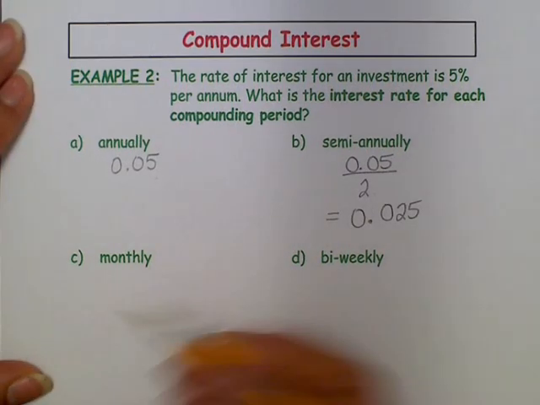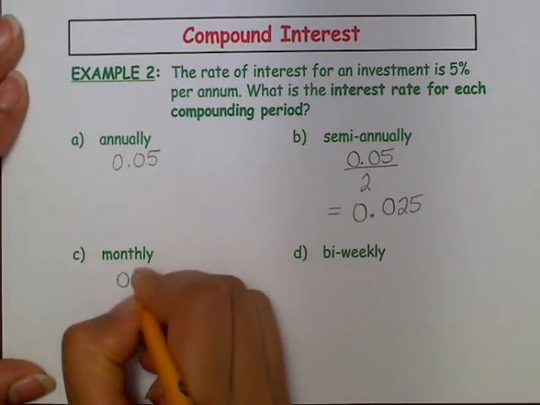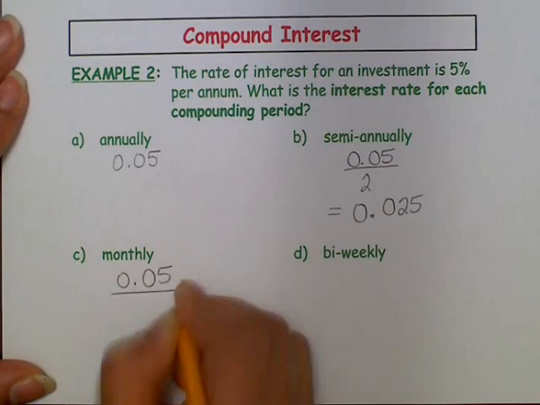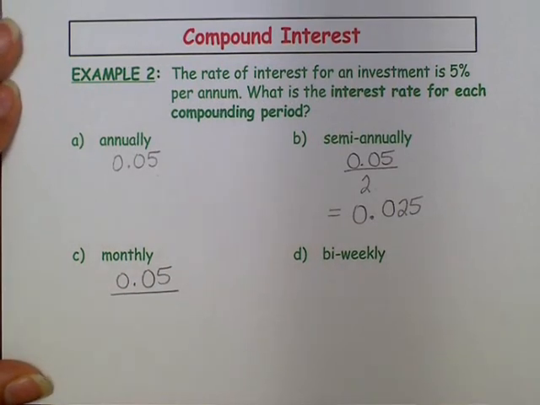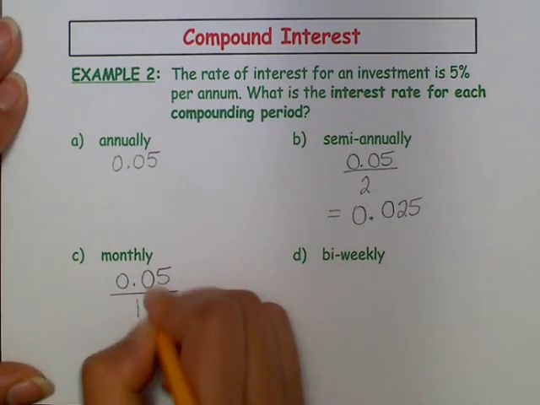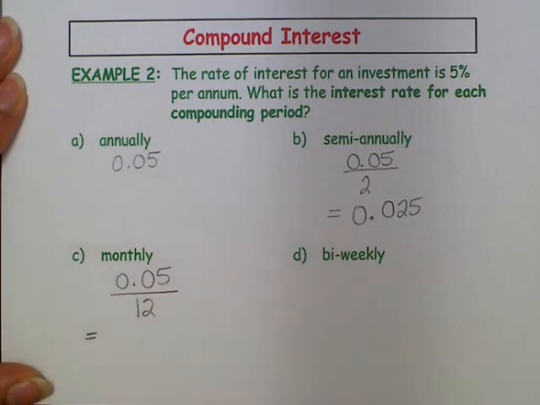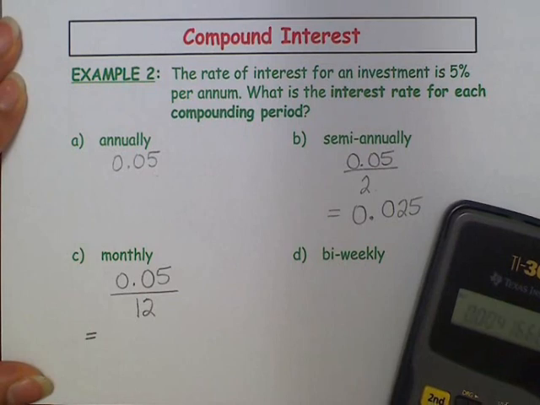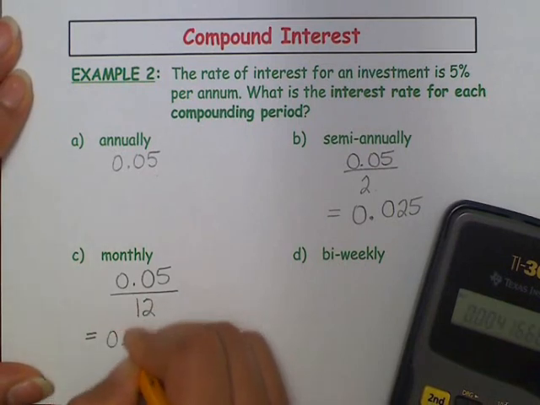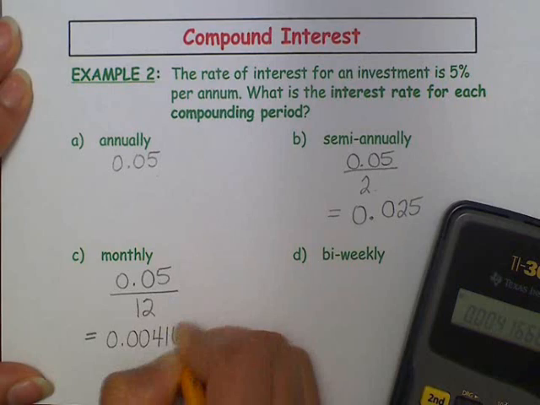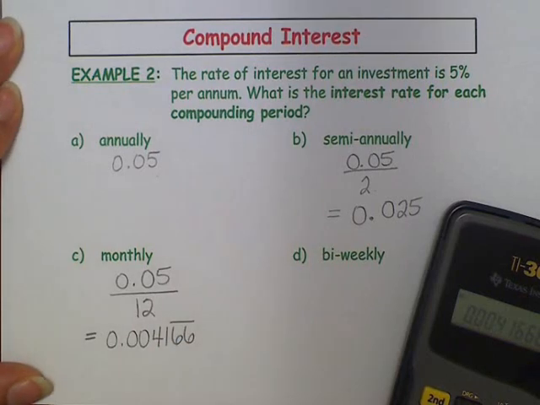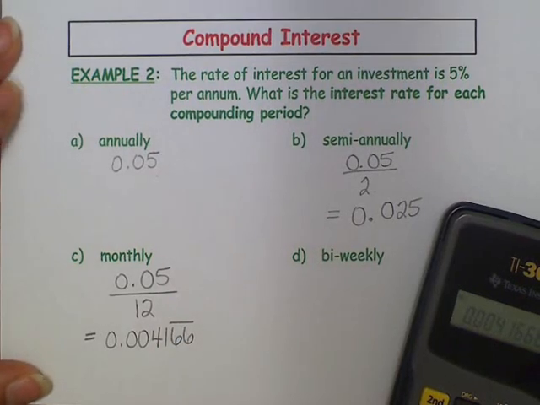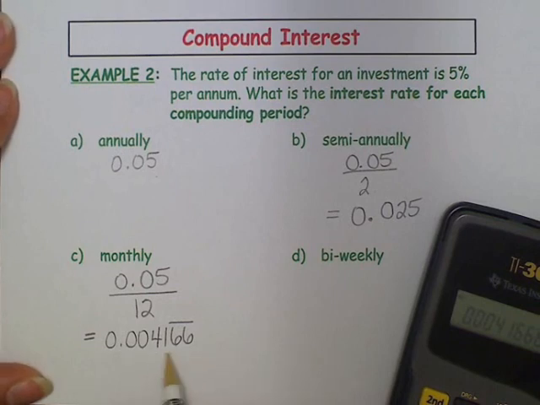Monthly: you're still earning 0.05 in a span of a year, but because you're earning interest on a monthly basis, you need to divide this by 12. And so what you end up getting is 0.05 divided by 12, which is equal to 0.004166, and this continues, so I'll put a bar over the sixes.